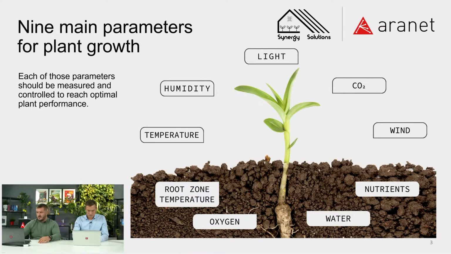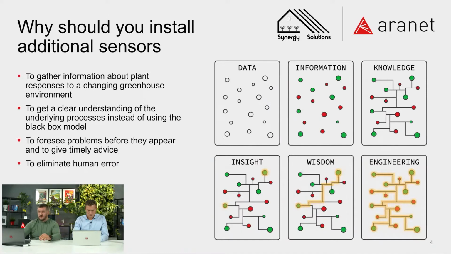So why should we measure, and why should we have sensors to get measurements? Basically, we need to know what is happening with our plants and with our climate. We need to see how our plant is responding to a changing environment. Today's presentation will be more about greenhouse, although the principles also apply to open field crops. And I started to measure, to gather information about plant response to the changing greenhouse environment.